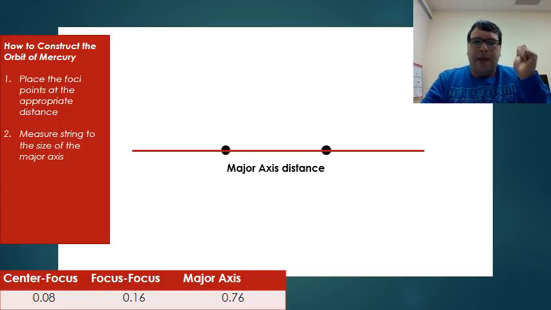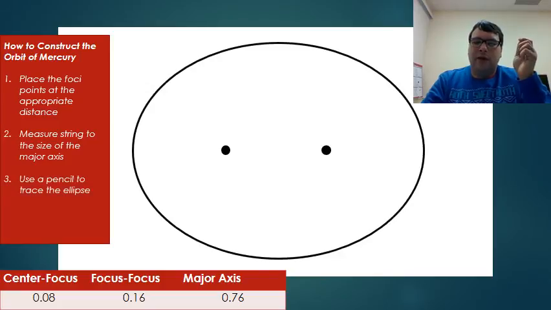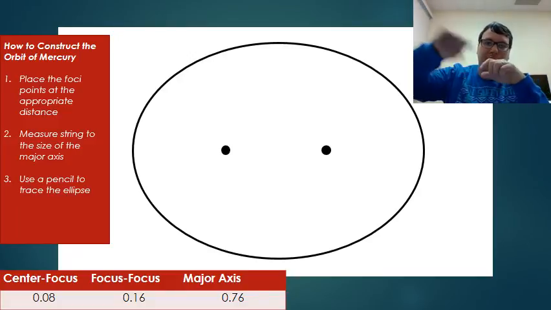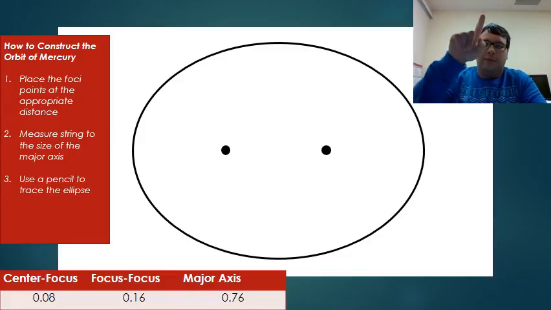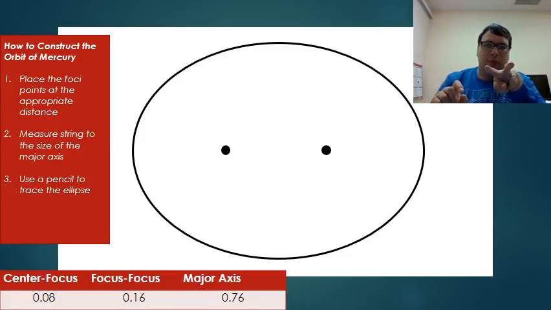Okay. At this point, we're going to go ahead and use the pencil to wrap that string around both foci, pull the pencil tightly so that we have no slack in the string, and then construct our ellipse. So you have your two foci, you're attaching the string to both foci, you're using a pencil to just lightly trace out your elliptical shape. At this point, you have the ellipse and it is accurately measured.